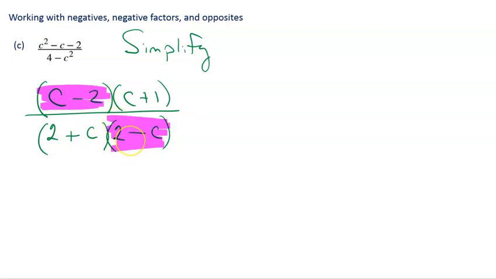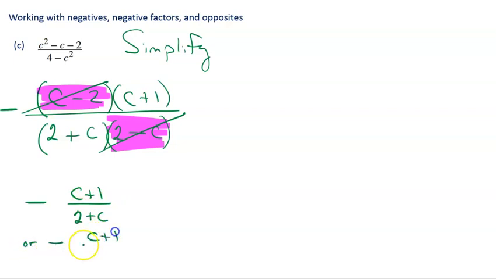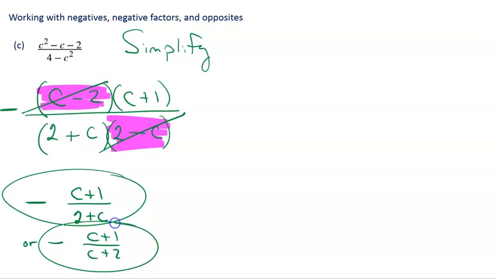Anytime your factors are completely the opposite signs, I'm going to show you the fast way to do it. They cancel each other, but they leave a negative out front. So if I were to write that answer, I could say there's a negative out front, and this is c plus 1 over 2 plus c. Or you could write that as negative out front, c plus 1 over c plus 2, because 2 plus c and c plus 2 are the same. When you rearrange terms, if you take the signs with it, you get the same thing. That should be counted correct.